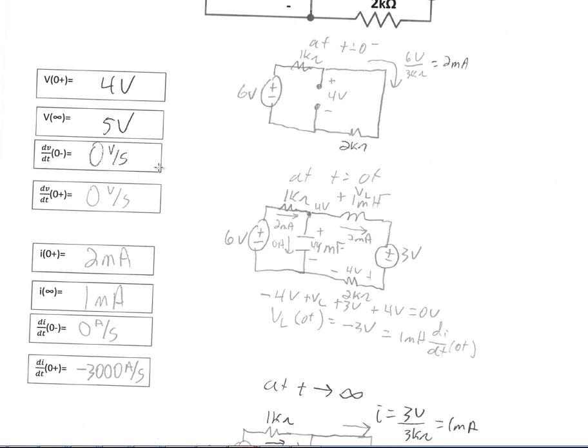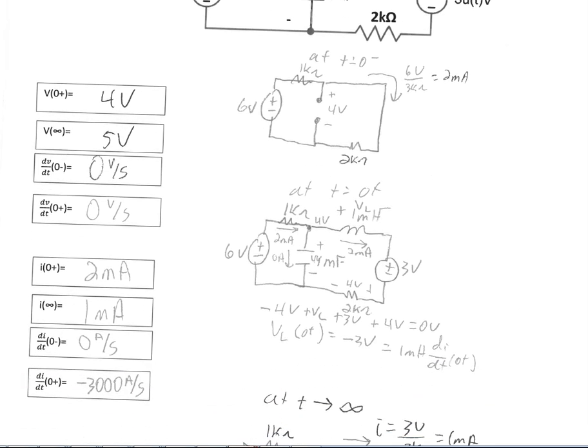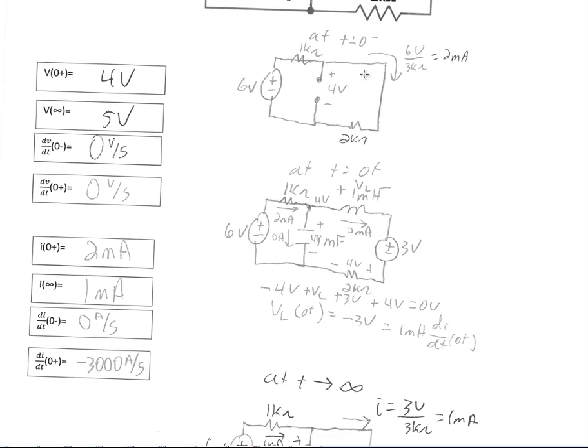Likewise, over here the inductor has 0 volts across it at t equals 0 minus, and we know that VL is equal to L times di dt. And so at 0 minus, there's no voltage across it. It is not a 0 Henry inductor. In fact, it's a 1 millihenry inductor. And so we know if 0 is equal to L di dt at 0 minus, then that means that di dt at 0 minus is 0 amps per second. So that's what we have here for our initial condition for the derivative.